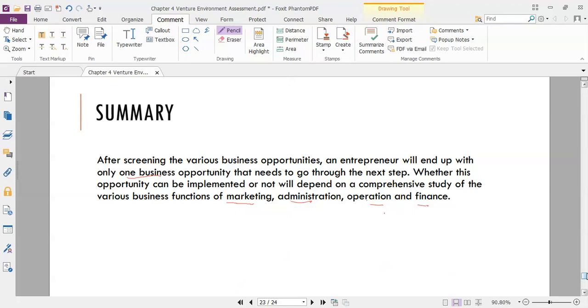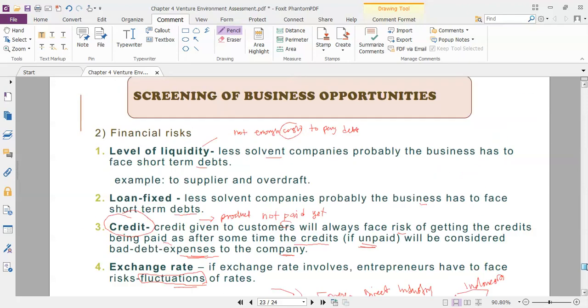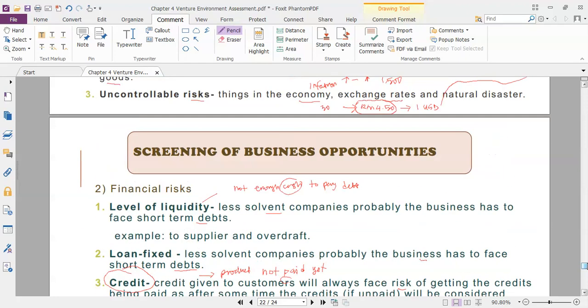Is there any question about this slide before we move to look at some video in the YouTube? Jeremy, is there any question? Okay, so let's continue with our video. Just we look at 2 or 3 videos regarding this chapter.